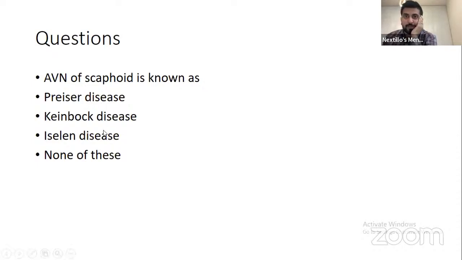It is also another one of the bones around the scaphoid that has a problem. Kienbock's disease. So Kienbock's disease is basically an avascular necrosis of the lunate.